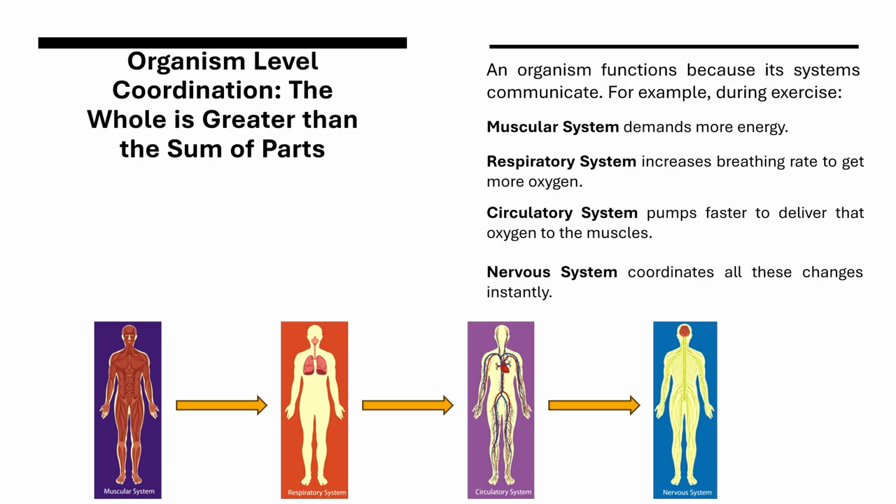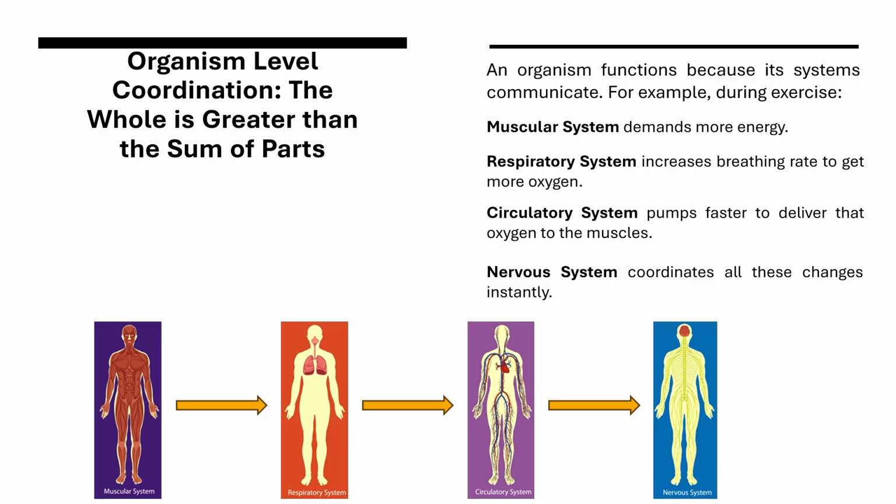But how do the heart and lungs know the muscles are working? That is the job of the nervous system. It acts as the master conductor, sending instant electrical signals to coordinate all these changes. It monitors your carbon dioxide levels and muscle tension, adjusting every other system's speed to ensure your body stays in balance, maintaining that homeostasis which we have discussed earlier.